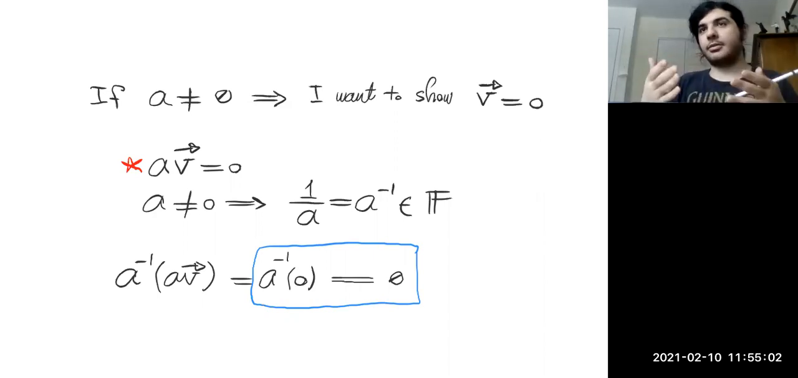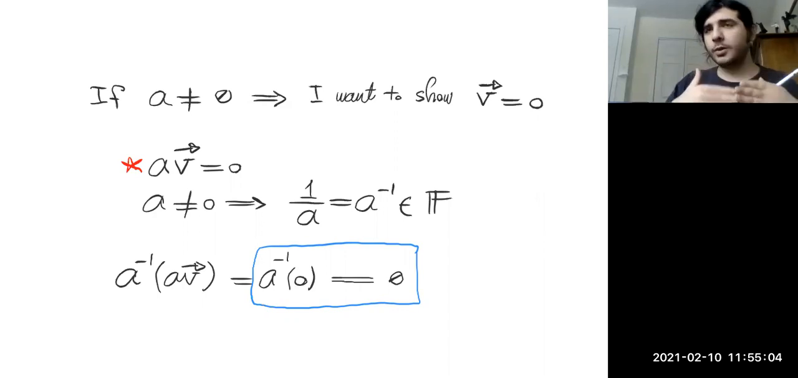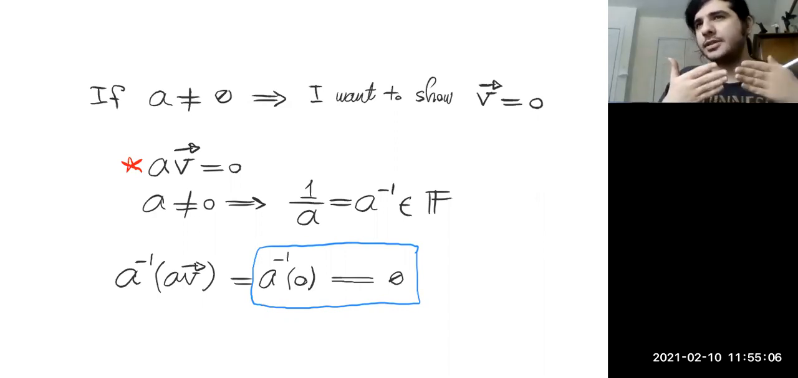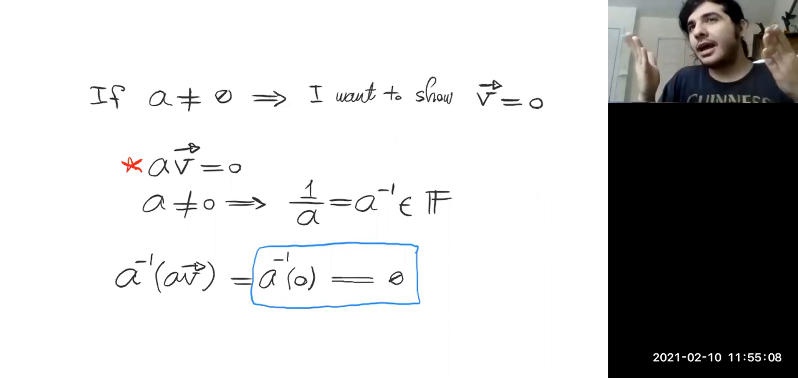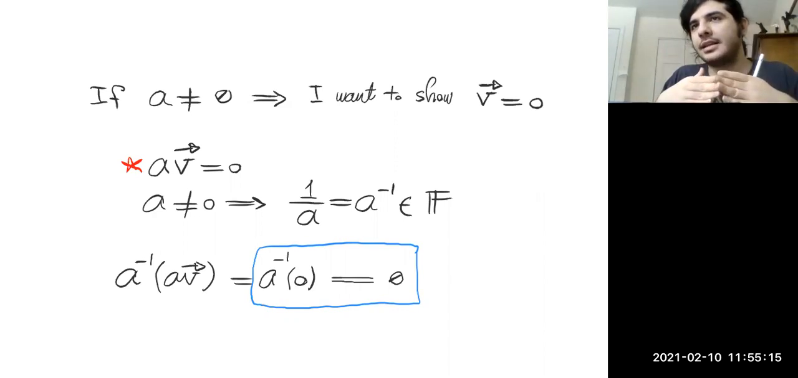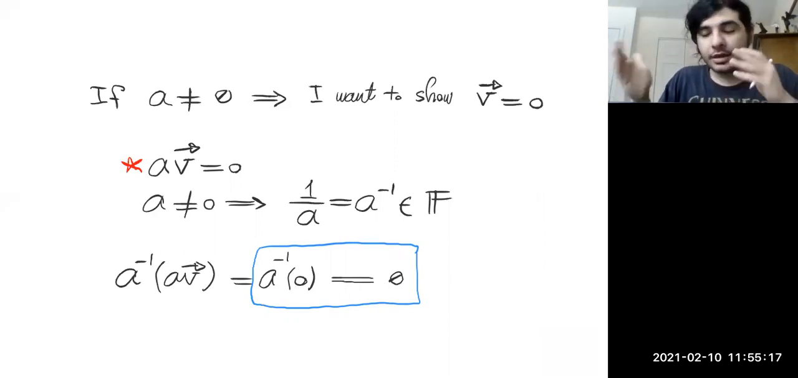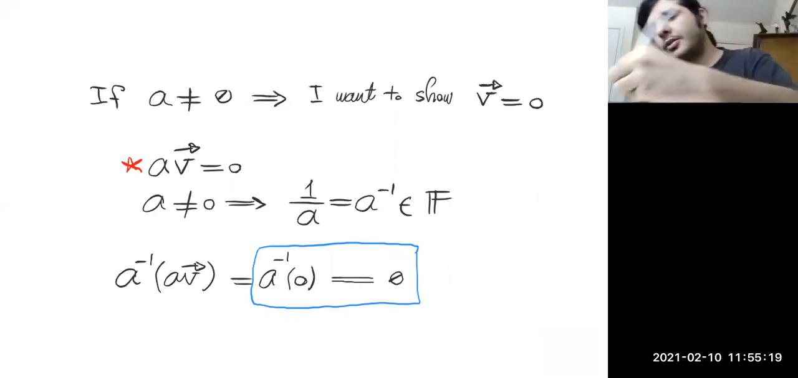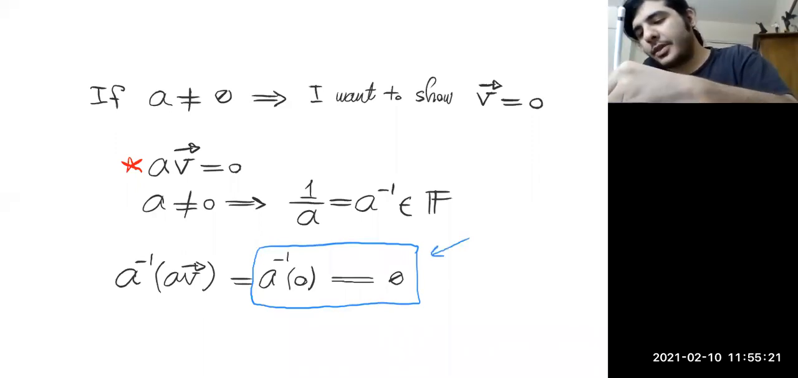We know that's correct for real numbers. We know any real number times 0 is 0. But now we are not in the set of real numbers. If we want to use this fact that A inverse times 0 is 0, we should prove that. It is something we should prove.